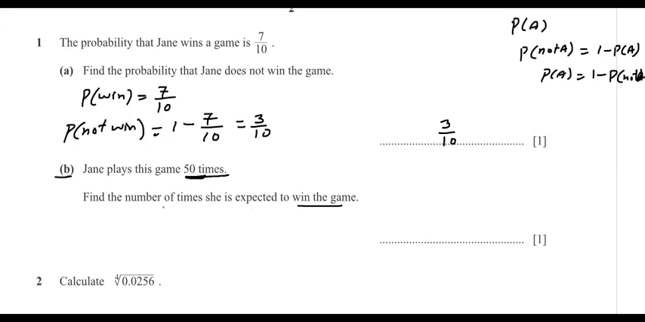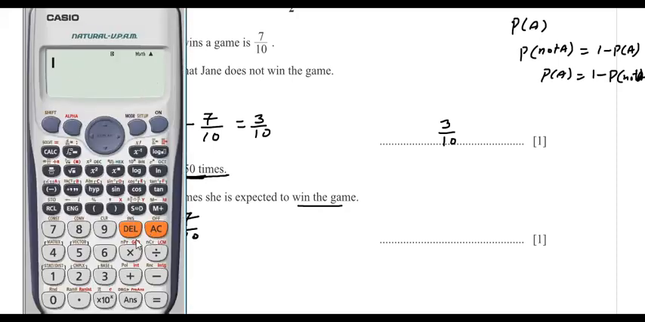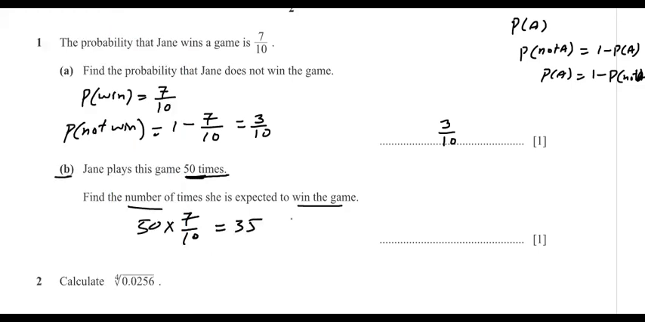So the answer to the number of times she is expected to win the game will be 50 multiplied by the probability of winning one time. What will that become? 50 multiplied by 7/10. So it is 35.